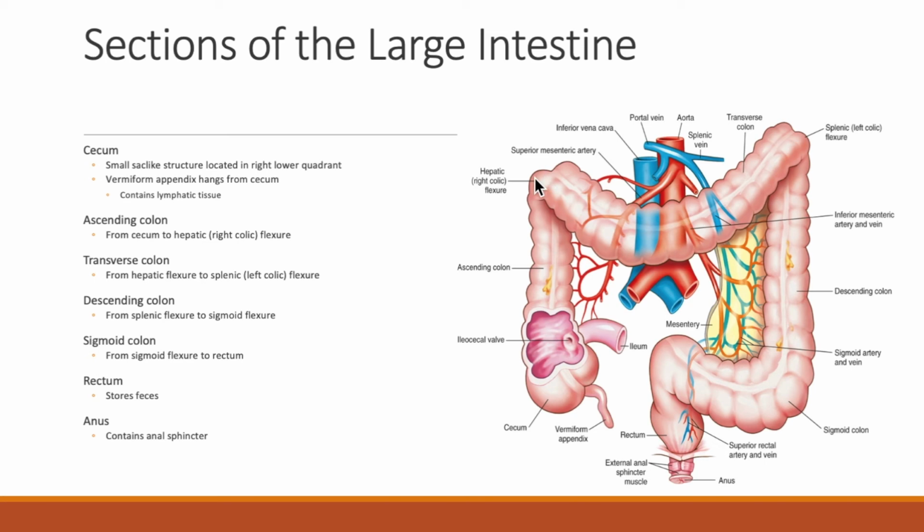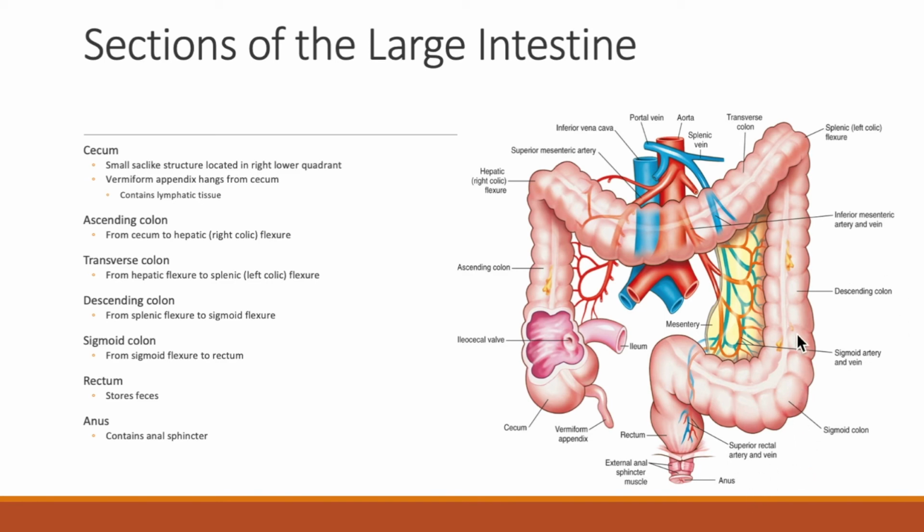Then the transverse colon from the hepatic flexure to the splenic flexure, which is at the left colonic area. The splenic, so that means it's up by the spleen. So hepatic is liver. It's on your right side. Splenic flexure is next to the spleen, and it's on the left side. Then descending from the splenic flexure to the sigmoid flexure.